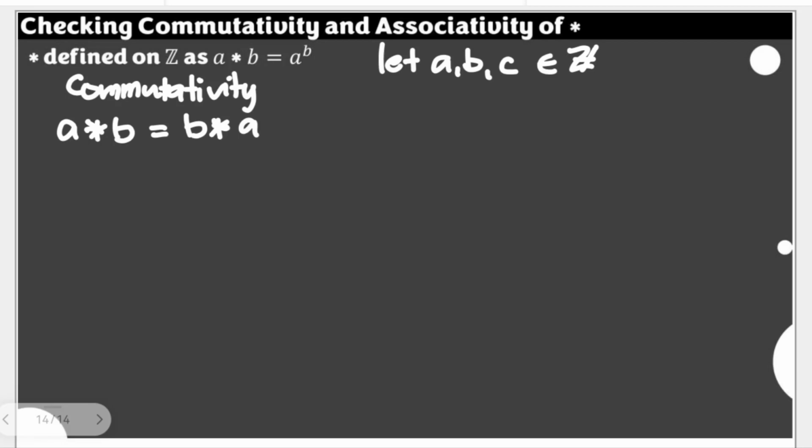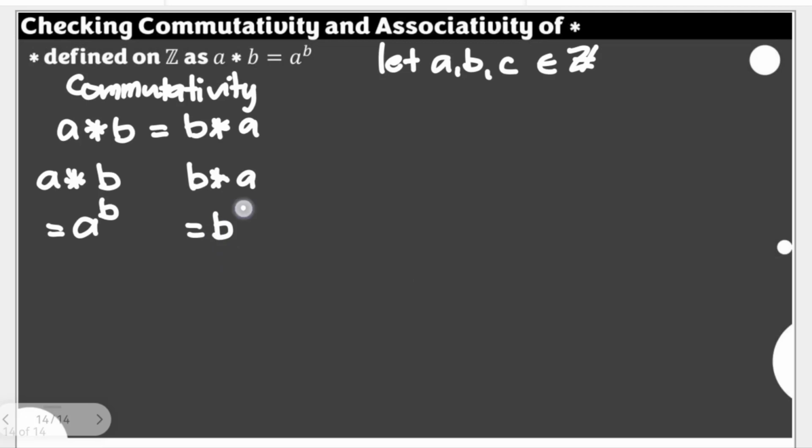So the first one is A star B. It is actually given already: A star B is A to the power of B. However, B star A is in this form because we started with the element B, because that's the structure of this operation. So you have B to the power of A.